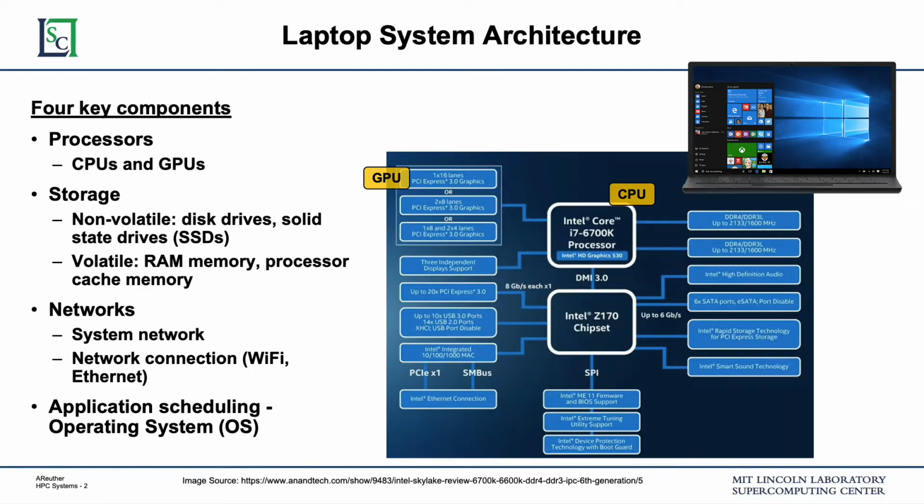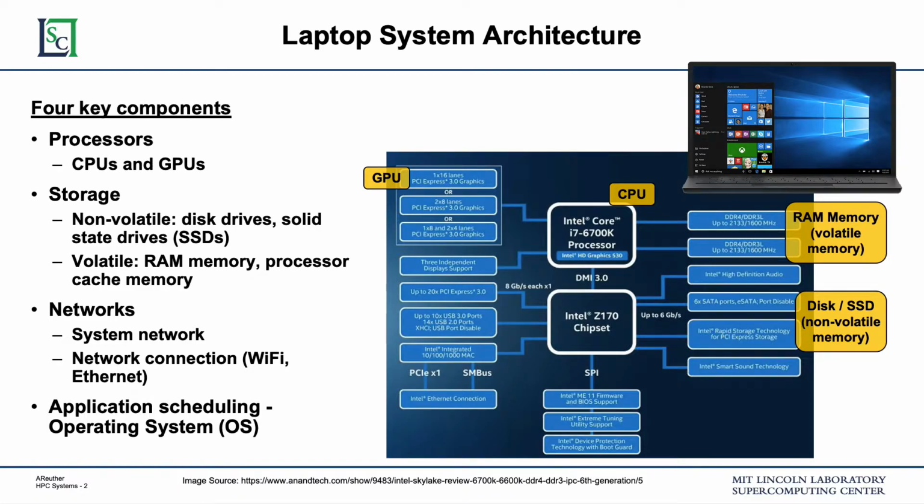Second is the storage, and there are a number of storage technologies here. They include disk drives and solid-state drives, or SSDs. These are non-volatile storage. In other words, the information stored on them remains intact even when the computer is shut down or restarted. There is also volatile memory, which is where applications and data are loaded so that the processors can actively work on them. These include the laptop's RAM, or random access memory, and the memory that is close to the processor, which is called cache.